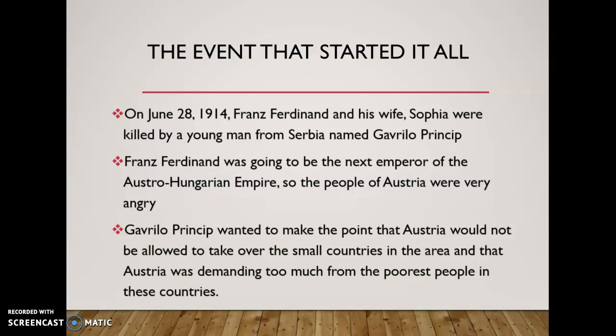He wanted to make the point that Austria couldn't just take over all the small countries in the area, and he also thought that Austria was demanding too much from the poorest people. So the people had to continue to pay high taxes, but they didn't even have enough money to feed their own children.